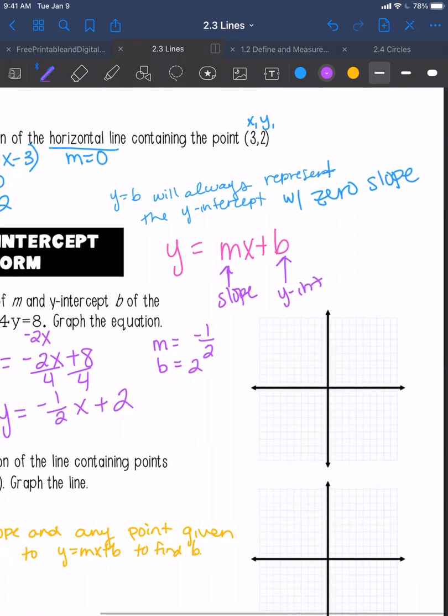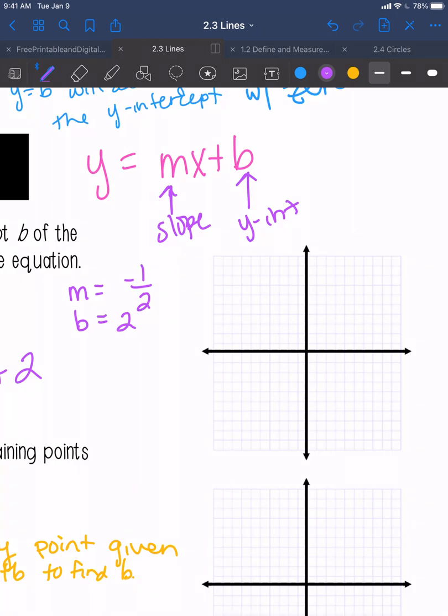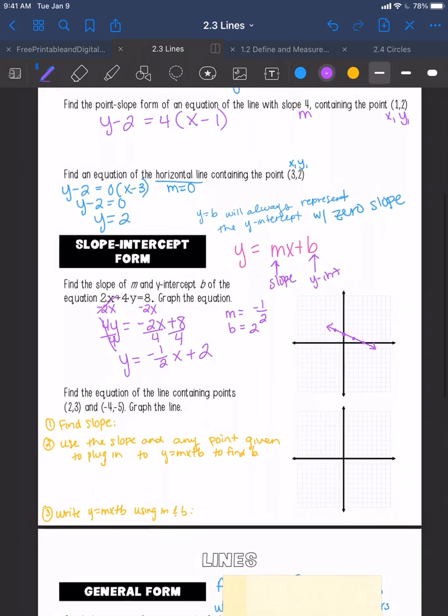So I'm going to plot the y-intercept 2. And from there I'm going to go down 1, right 2. Down 1, right 2. That's the same thing as going up 1, left 2. And you can connect to make your straight line. And there you have your graph.